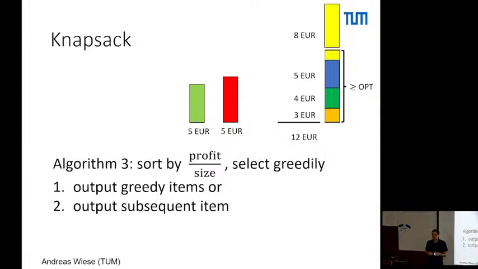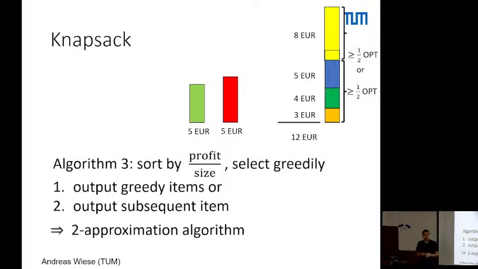entire knapsack. So therefore you can say either these greedy items give you at least 1/2 of this profit, or this little artificial piece gives you 1/2 of the profit. And if this artificial piece gives you 1/2 of the optimal profit, then also the whole item, of course, has to give you at least 1/2 of the optimal profit. So if you pick the best of these 2 solutions, we get a 2 approximation.